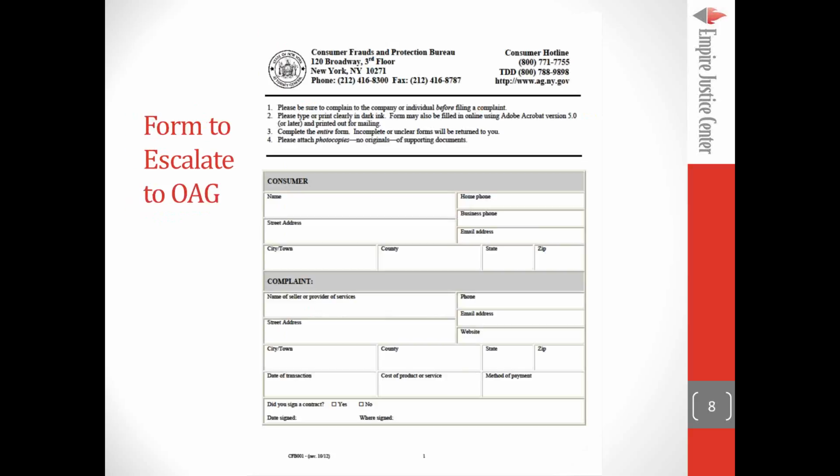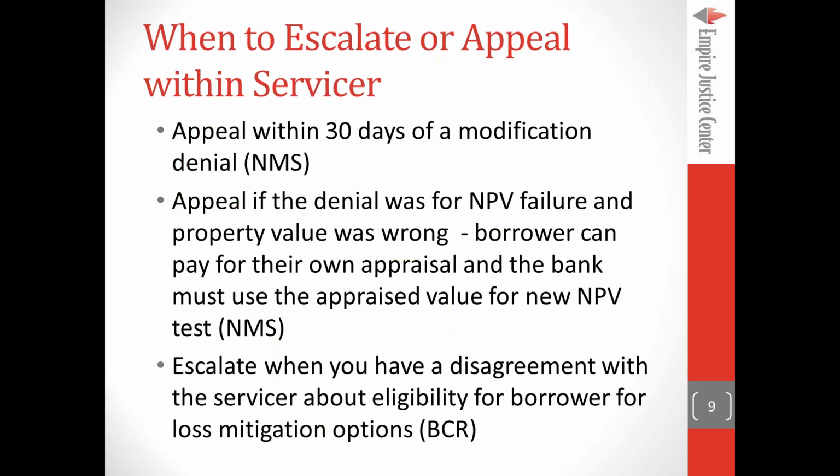Here's the form. If you are complaining to the Office of the Attorney General, essentially it is the same form that they have on their website for any complaint that you want to send to the Consumer Frauds and Protection Bureau. The difference is that you can send this directly to Adam Cohen, and he will do what he can. So when do you escalate or appeal within the servicer?